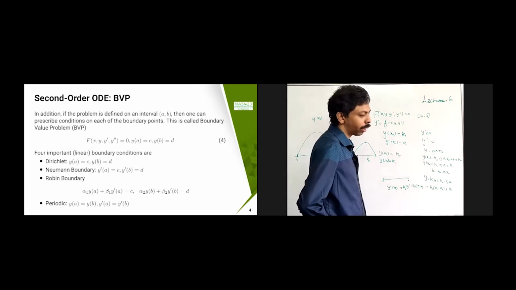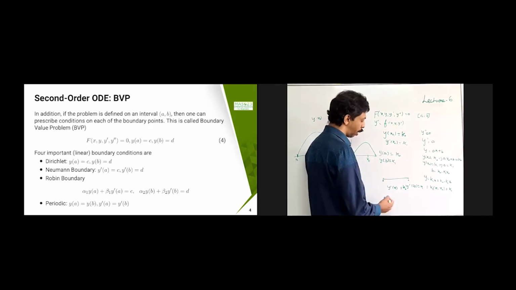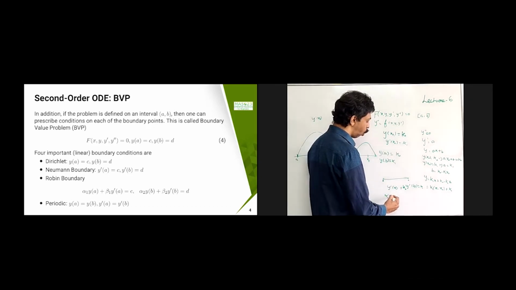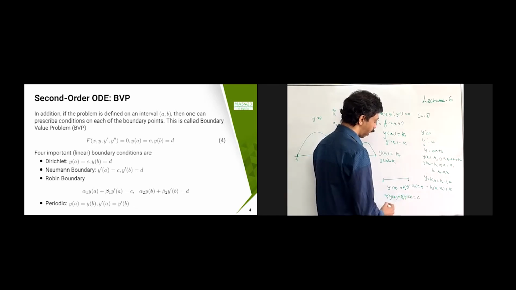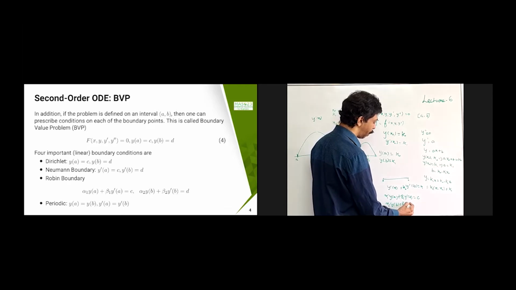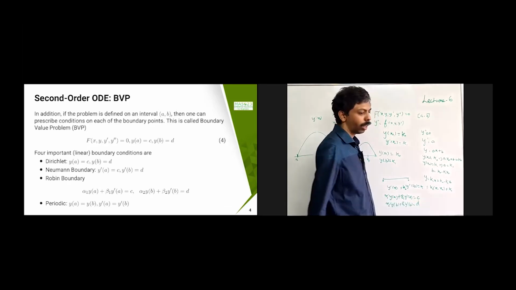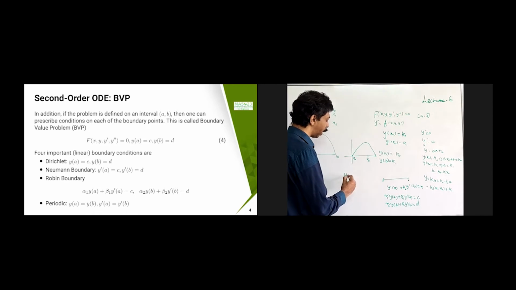Then we have one more condition called the Robin boundary condition. In the Robin boundary condition, you take a combination of these ones. So you get alpha 1 into y of a plus beta 1 into y dash of a equal to c, and alpha 2 into y of b plus beta 2 into y dash of b equal to some d. This is called the Robin boundary condition. Similarly, you can define a periodic boundary condition, which is something like y of a equal to y of b, and y dash of a equal to y dash of b.